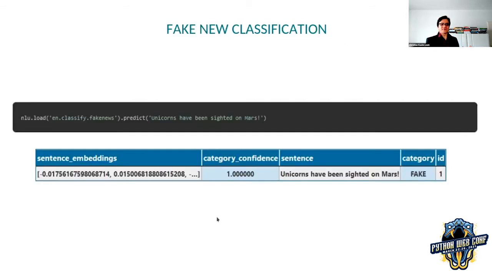And it's so easy. Of course, we provide over 50 classifiers. One of them would be the fake news classifier. You just call en.classify.fake_news and then say .predict. And for example, unicorns have been sighted on Mars. And NLU will predict correctly that no, this is fake.